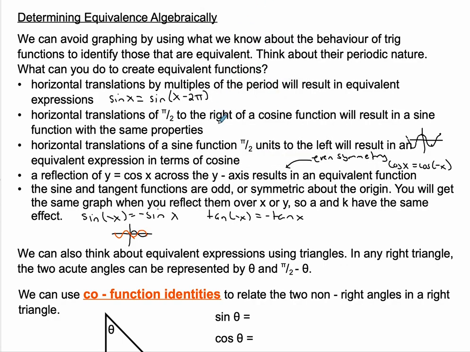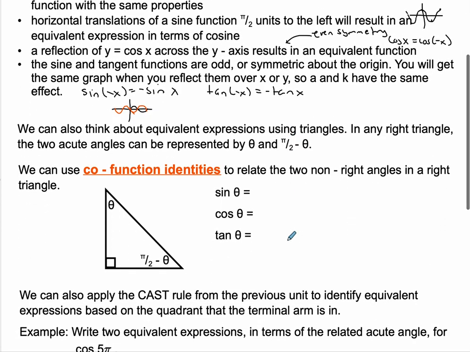Okay. And then the last way for us to think about equivalent expressions that is new, and then we'll talk about a review of the thing that was on the test. We can think about equivalent expressions using triangles. So this isn't one that we've talked about too much, but this is where you would start comparing sine to cos and tan to cotangent.